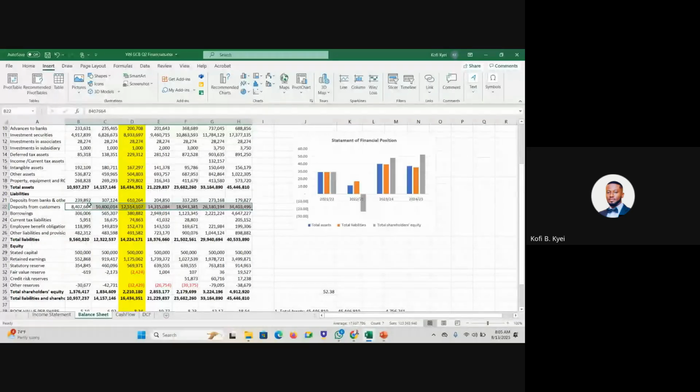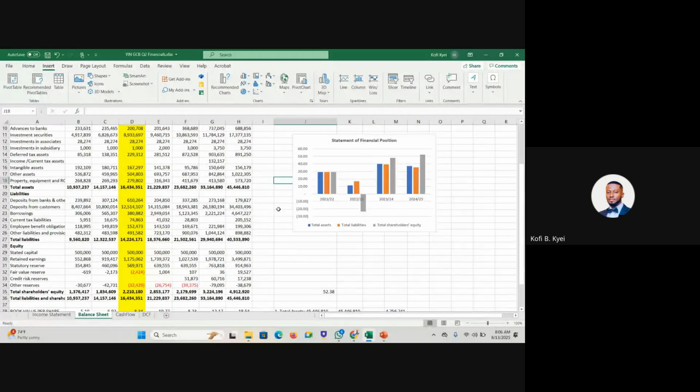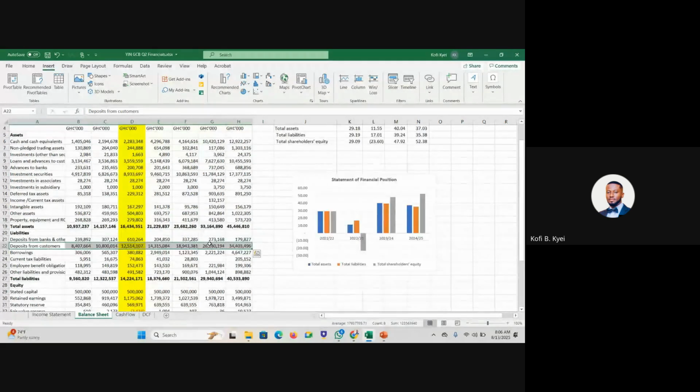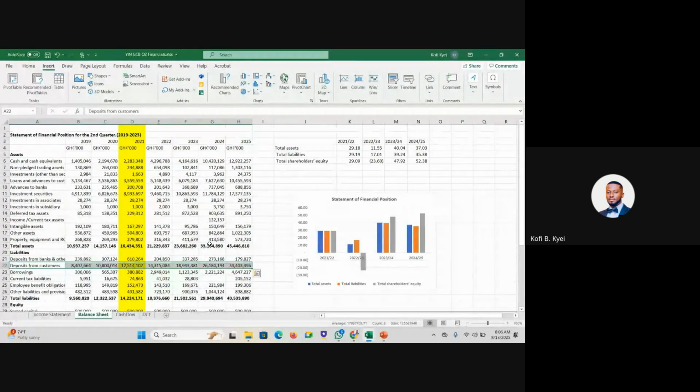So deposits from customers can be used as one of the factors when you are analyzing the business. But it is the analyst's point of view. You decide what to use. So instead of total liabilities, you can just settle on deposits from customers, which is also a key factor to consider when you're analyzing the performance of banks. So let's be open-minded when selecting these things.